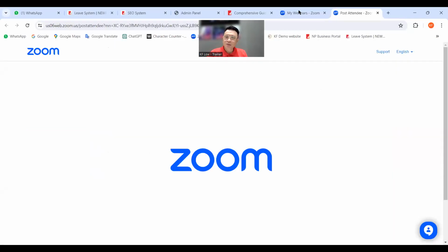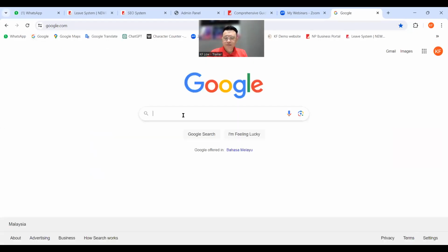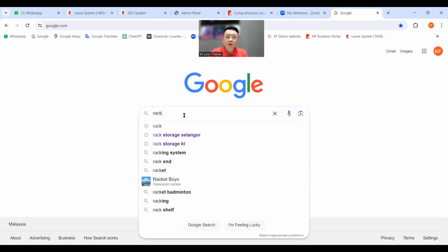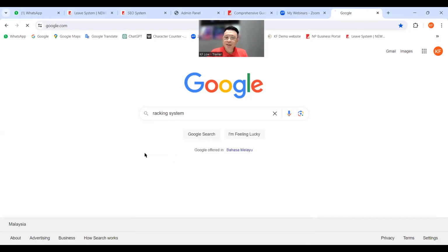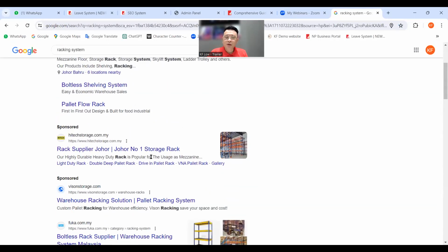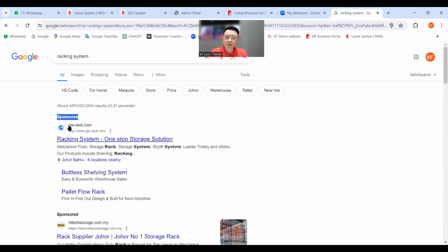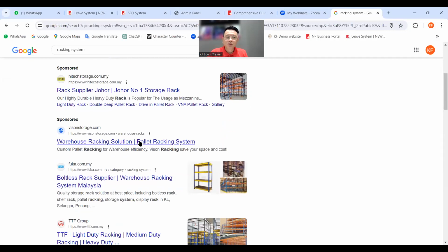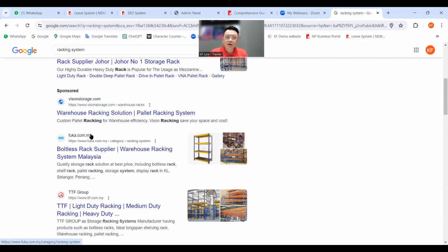So let's say, for example, I just go to a Google page and I'm searching for racks, R-A-C-K. Racks, storage. Then these are keyword suggestions, racking system. This is what we mean by auto suggestion. Let's say I just click on racking system. When you want to search for your competitors, try not to look at the sponsored ones, because sponsored ones have already paid for the ads. You look for those that don't have sponsored results and yet are still ranking at the top.